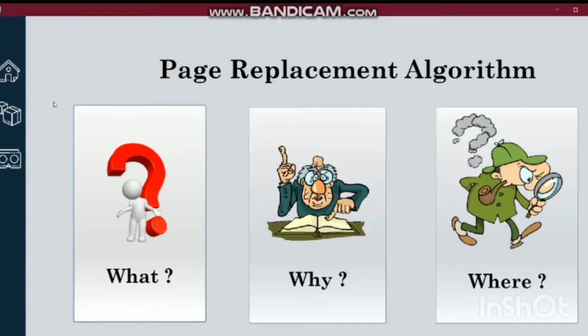the simulation implementation page. The other panel, the main panel, is divided into three parts with what, why and where buttons. The what button represents what a page replacement algorithm is, the why button represents why we need a page replacement algorithm, and the where button represents where else we can use the page replacement algorithm. So let's check out all three buttons.